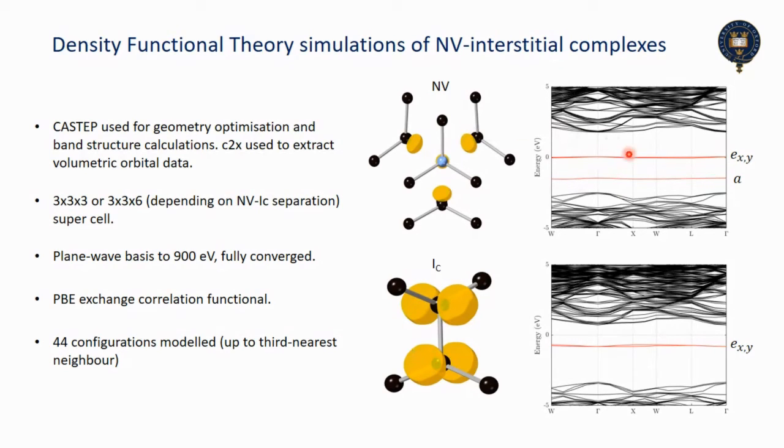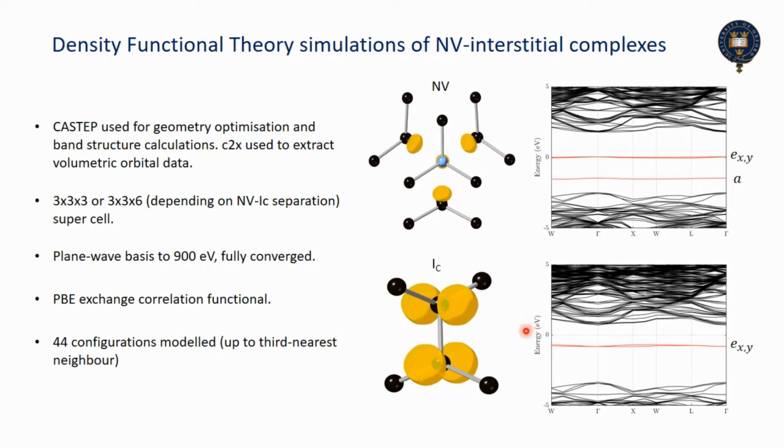So here you can see an example of a band structure calculated using our density functional theory for our NV center, which is isolated within the diamond lattice. You can see the A and the EXY orbitals here. And for the interstitial carbon, again, we can see these EXY orbitals based on these lobes from the split interstitial. Right, so these are for the isolated defects.